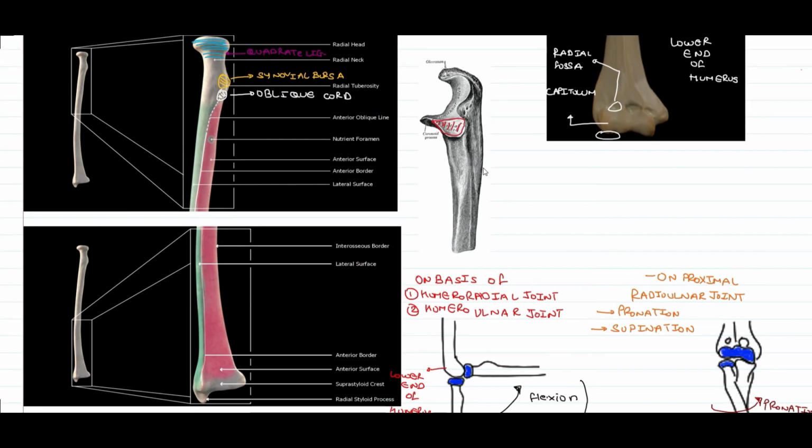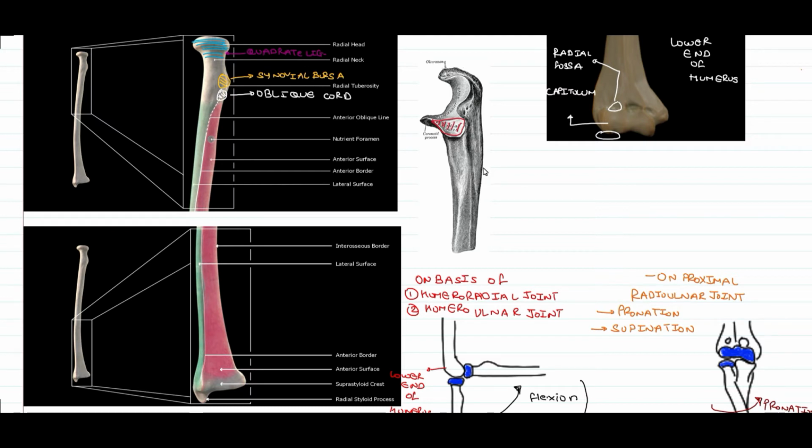Now, the movement pronation and supination occurs around the proximal radioulnar joint, which is formed by articulation of the head of radius onto the radial notch of the ulnar bone. So now we will talk about the shaft of the radius on the anterior aspect.